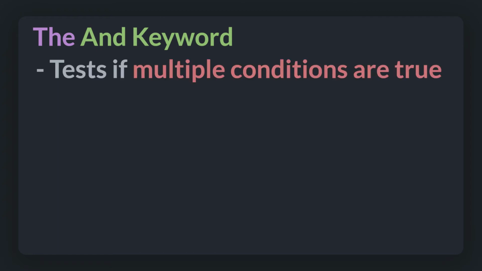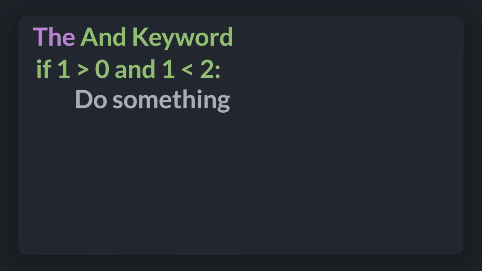And now let's move on to the AND keyword. So far we've only been testing if a single condition is true. What if we wanted to test if multiple conditions were true? That's where we use the AND keyword. The AND keyword allows us to test if a single condition is true and something else is also true. For example, we could test if 1 was larger than 0 and if it was smaller than 2. And in that case, that would return true.